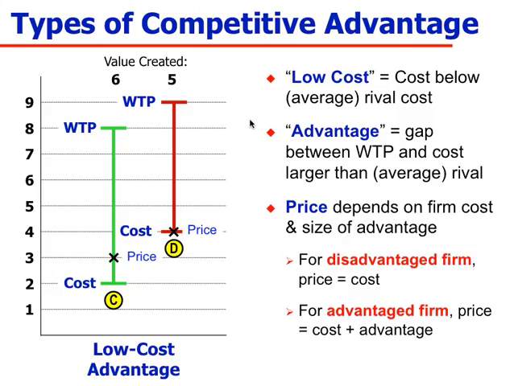But having an advantage requires that your gap between willingness to pay and cost be larger. So what does that mean? Well, that means that you have to lower cost relative to the average competitor by more than you lower willingness to pay. In this example, cost is $2 lower for firm C than firm D, and willingness to pay is only $1 lower.